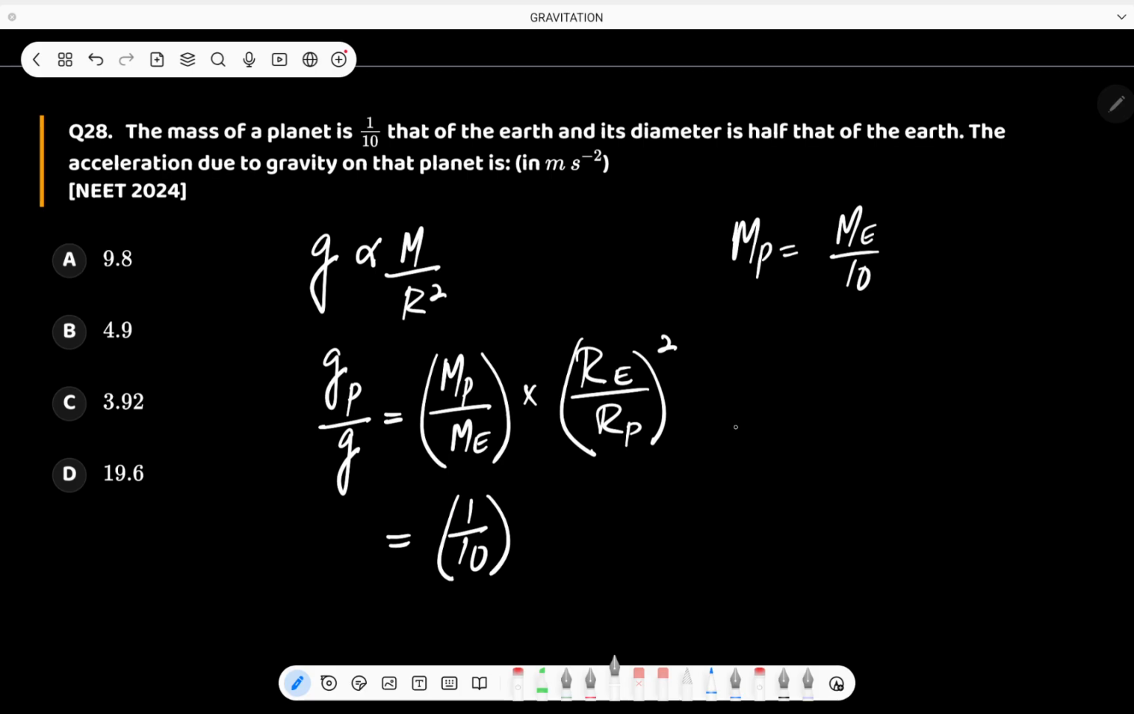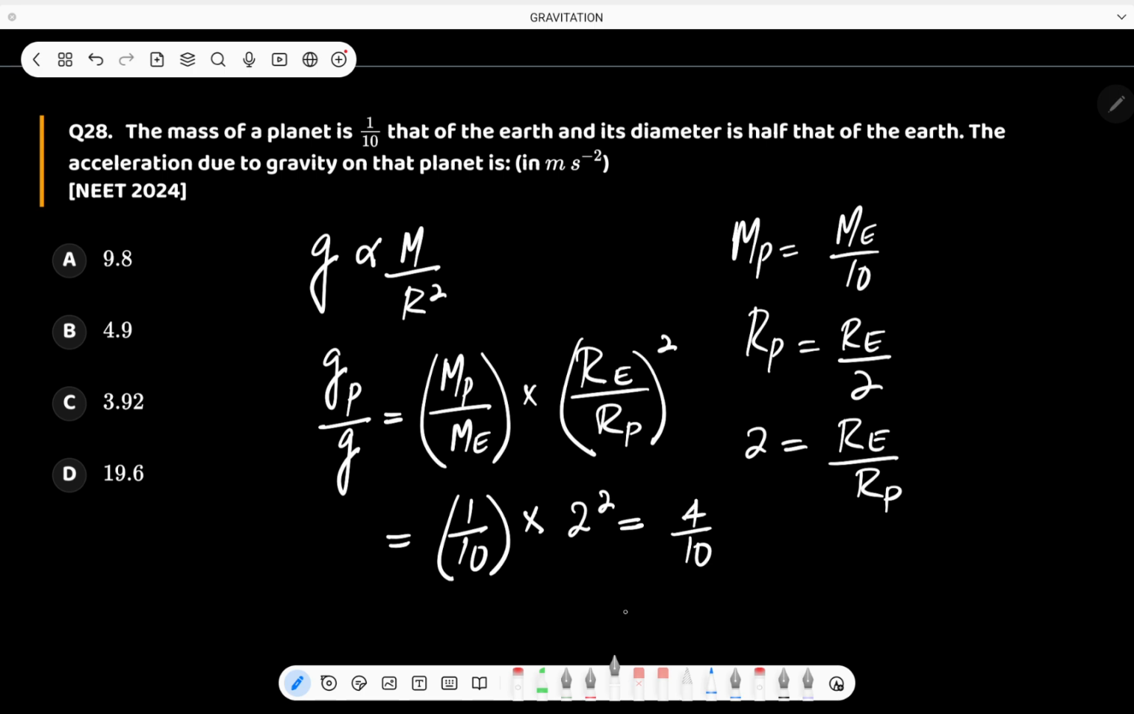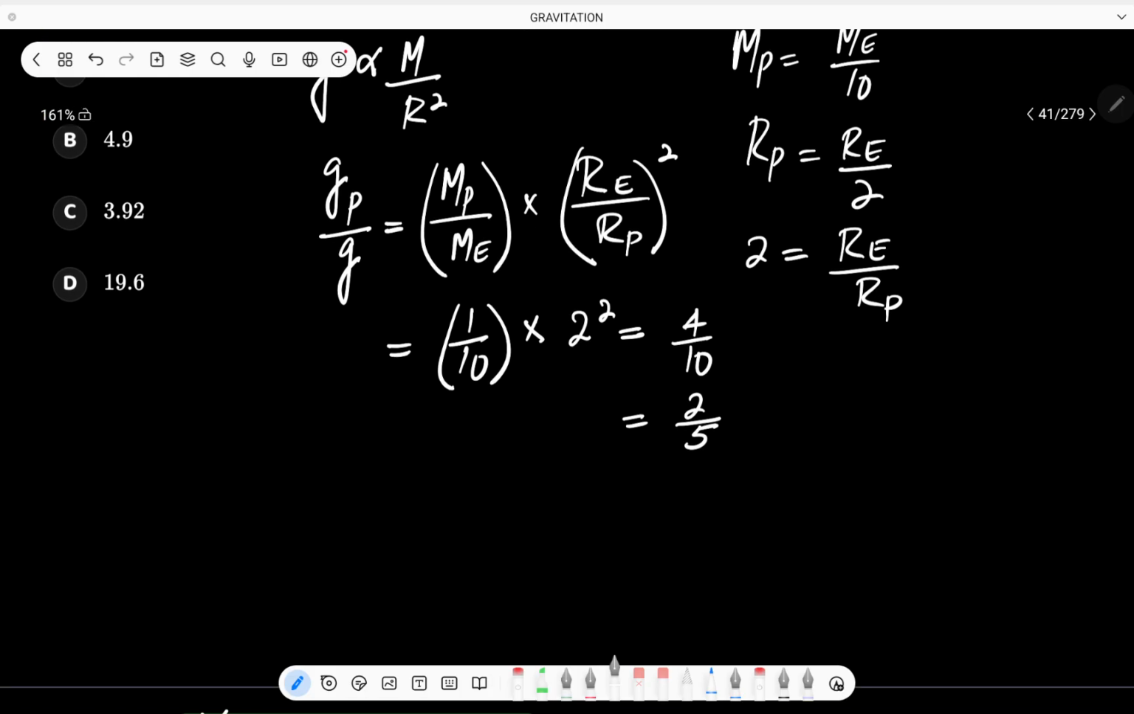Because mass of planet divided by mass of earth will be 1 by 10, into, then it is given that the diameter of the planet is half that of the earth. So that means the radius of the planet is radius of earth divided by 2. Can I write like this, that this 2 is equal to radius of earth divided by radius of planet? Let's put it here. So this is 2 square. 2 square is 4, so it comes out to be 4 divided by 10. 4 divided by 10 is in turn equal to 2 divided by 5. Which means that the acceleration due to gravity on the surface of that planet is 2 by 5 times the acceleration due to gravity on the earth, which is g.